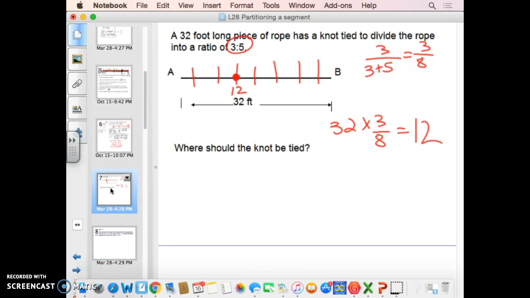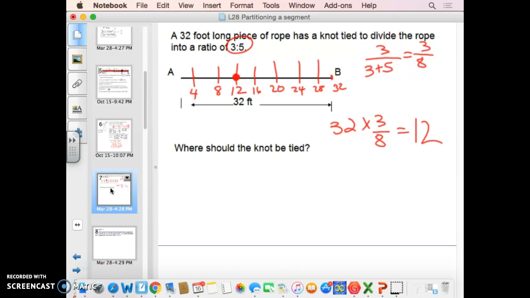The other way you could have done it is seeing that 32 is going to be divided into 8 equal pieces. So I know this is going to be 4, 8, 12, 16, 20, 24, 28, and finally the end here is at 32. All right.